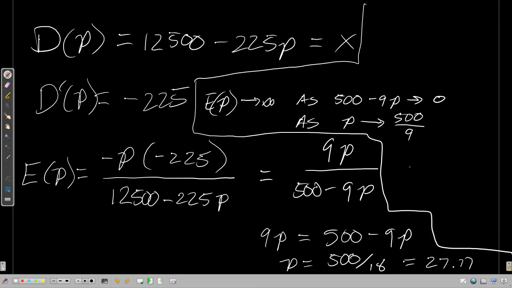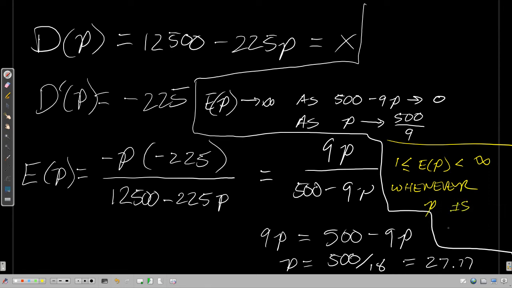So then what we've actually found is that we've got E of P in between 1 and infinity whenever P is in the interval of, I'll just say 500 over 18 all the way up to 500 over 9.